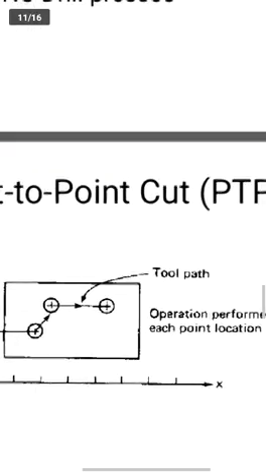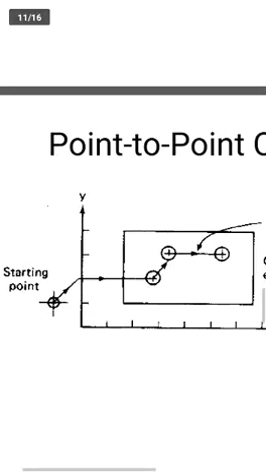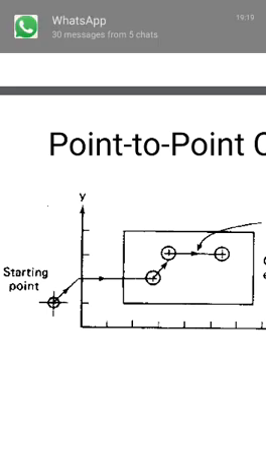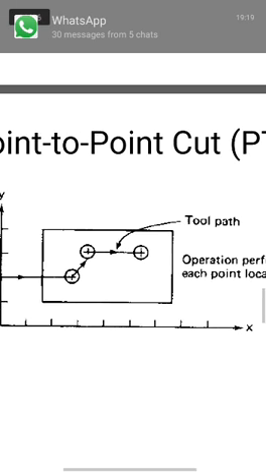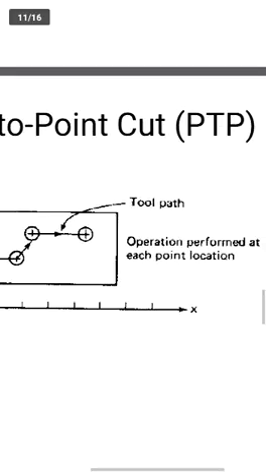So what is the point to point cutting diagram? Here is the starting point and the job we work upon. According to the program we have prepared, it goes from the start position some distance and stops. From there it rotates the job and again starts. Moving from here to here is called the tool path.